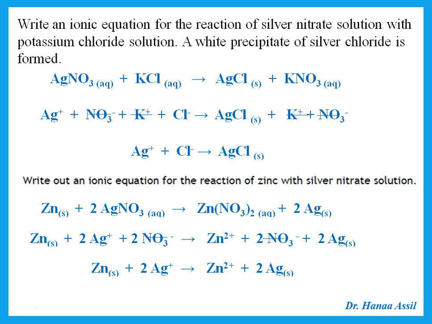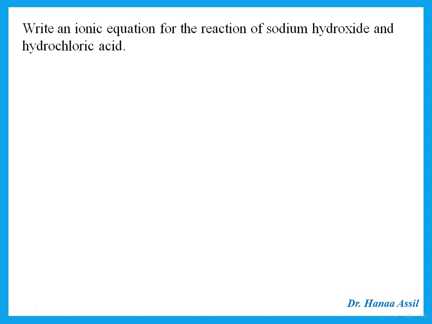And I'm left with Zn plus 2Ag+ to give Zn2+ plus 2Ag. This is my net ionic equation. Are we getting better at this?